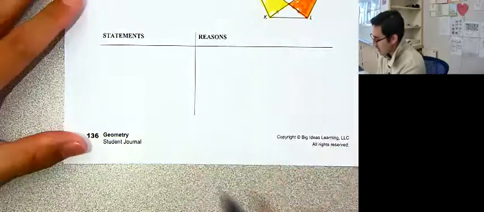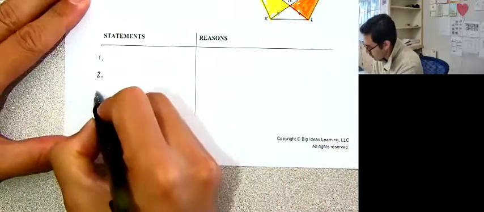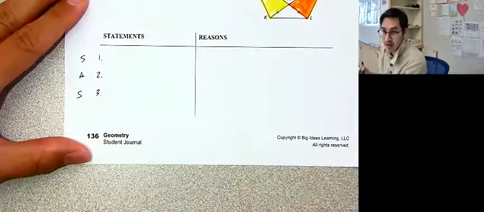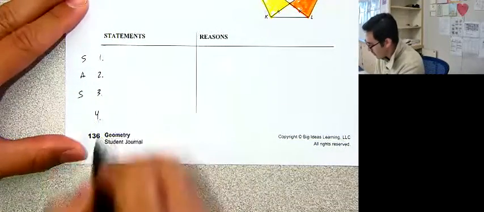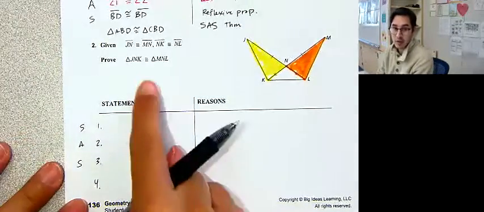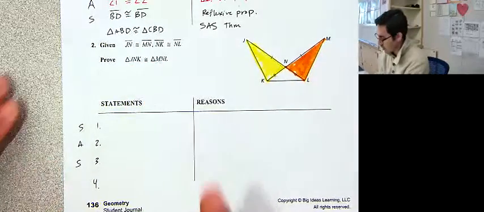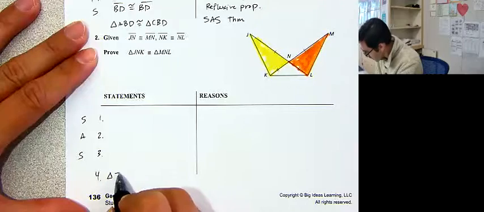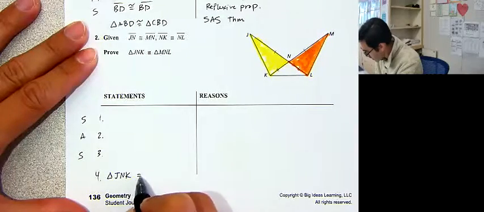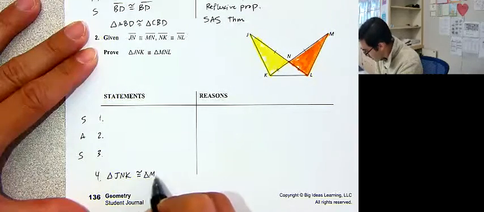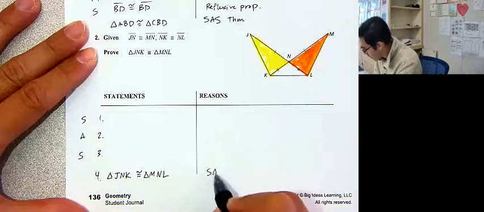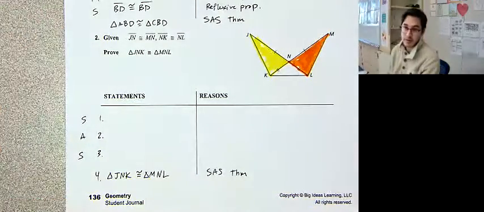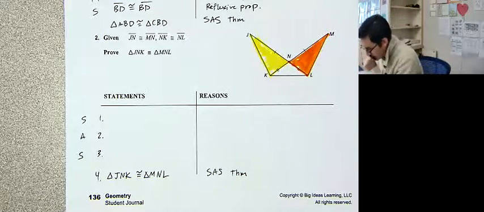So for my statements, I'm going to write 1, 2, 3, and then on the side I'm going to write SAS, side angle side. And then the fourth statement is going to be what I'm trying to prove, which is that the triangles are congruent. So I'm going to go ahead and write that part in: triangle JNK is congruent to triangle MNL. And I already know that I want to use the side angle side theorem as my evidence.